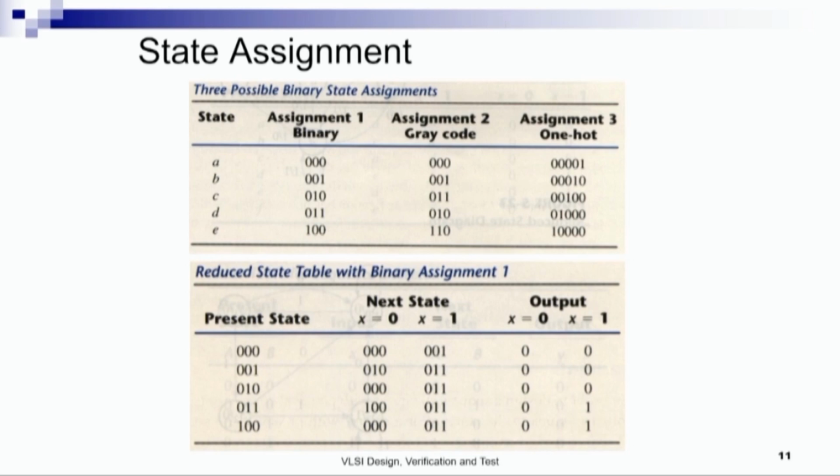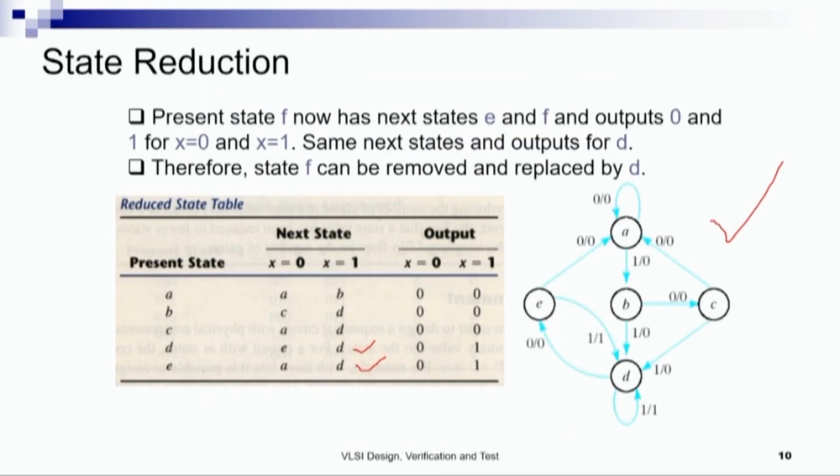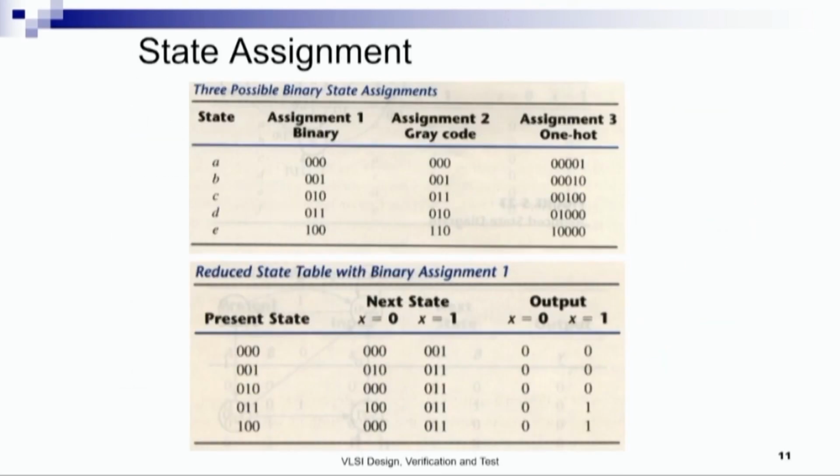After obtaining such a state reduction, we will now have to do state assignment. Now, a structural realization cannot use the letter names for the states A, B, C, D, E. We have to use binary coded names. And therefore, we have to use an encoding scheme and encode the states with that particular encoding scheme.